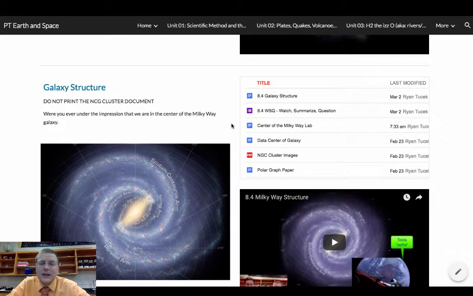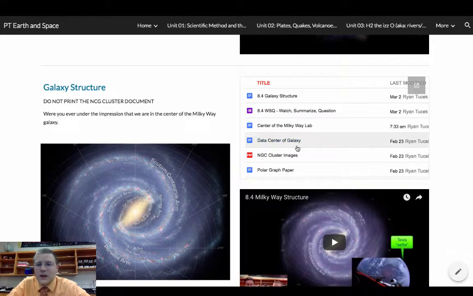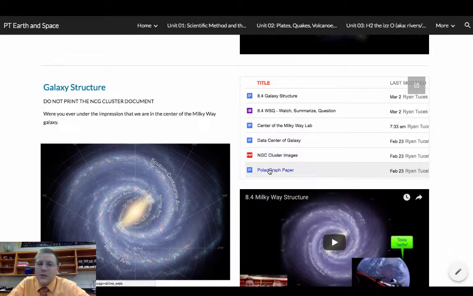You'll see galactic structure, or galaxy structure. In the folder here, you've got 4 things to complete the lab. You've got the center of the Milky Way galaxy lab document itself. You've also got data for the center of the galaxy lab. You've got the NGC cluster images, and you've got polar graph paper.